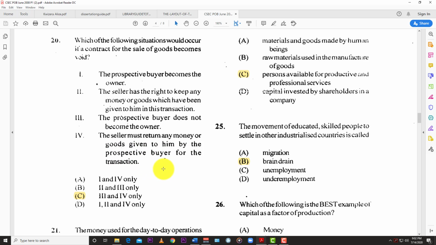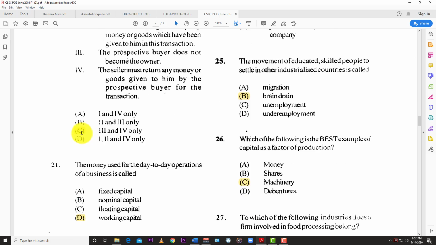And of course, the best answer is C, which contains 2 and 3 and 4, which is nobody can benefit when it becomes void. Nobody benefits. So the prospective buyer does not become the owner, and the seller must return the money or goods given to him by the prospective buyer. So nobody really benefits. Everything goes back to neutral. 21.